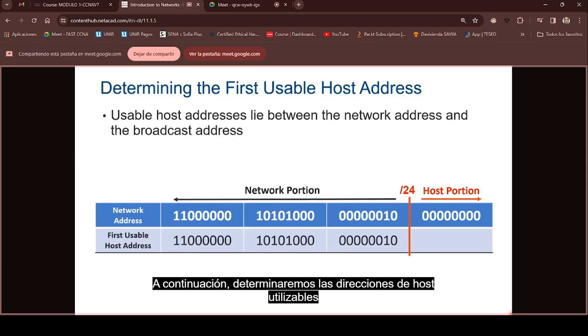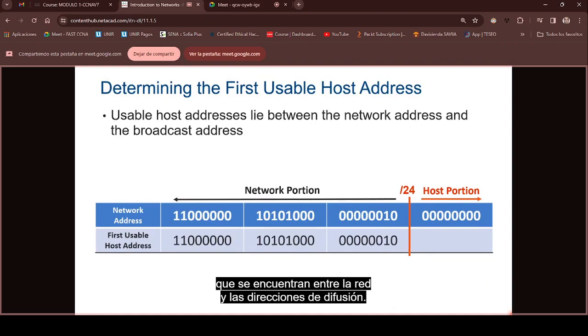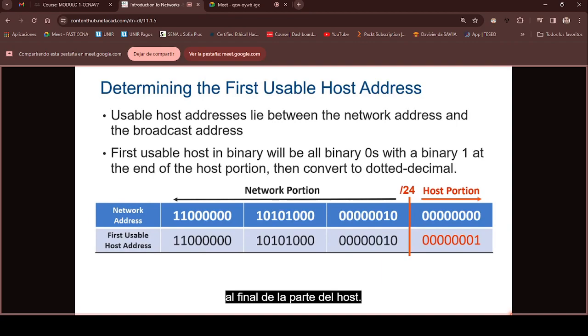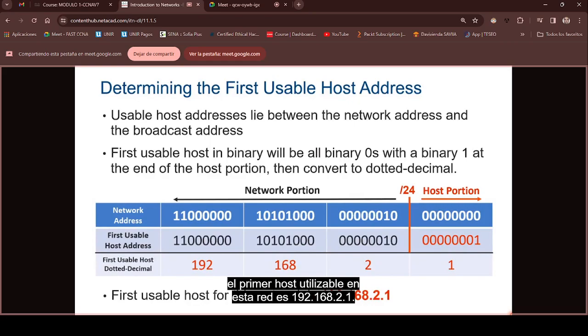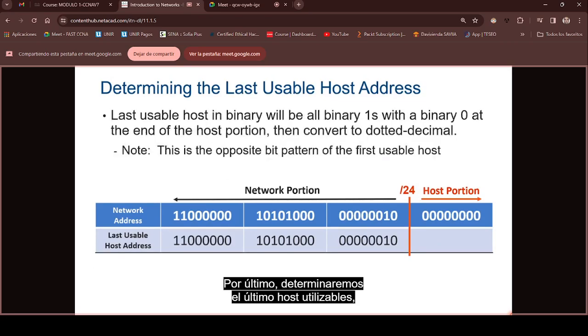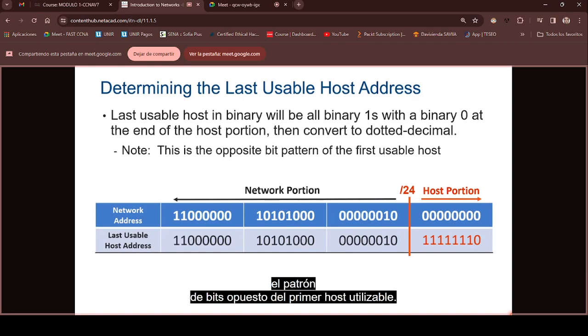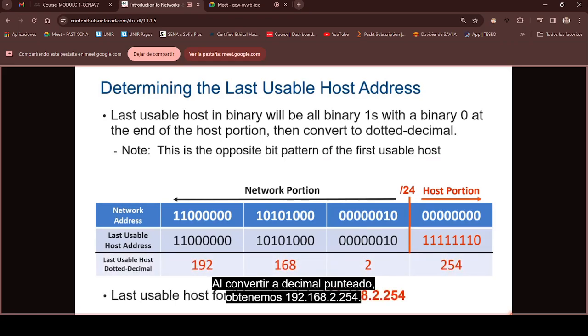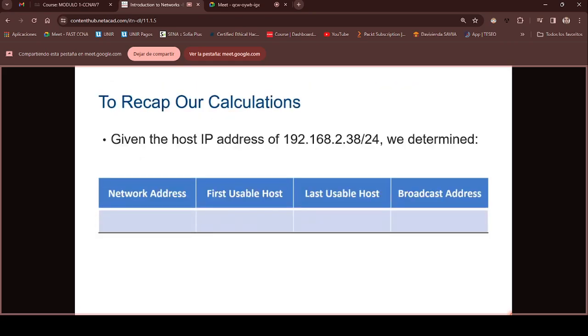Next, we'll determine the usable host addresses, which lie between the network and the broadcast addresses. The first usable host in binary will be all binary zeros with a binary 1 at the end of the host portion. Converting to dotted decimal, this tells us the first usable host on this network is 192.168.2.1. Lastly, we'll determine the last usable host, which will be all binary 1s with a 0 at the end, the opposite bit pattern of the first usable host. Converting to dotted decimal, we get 192.168.2.254. Let's recap our calculations.